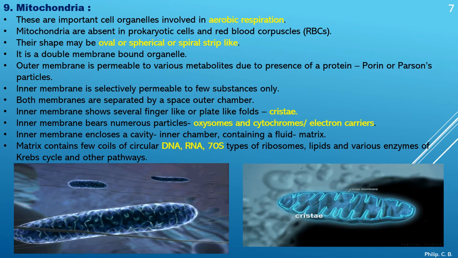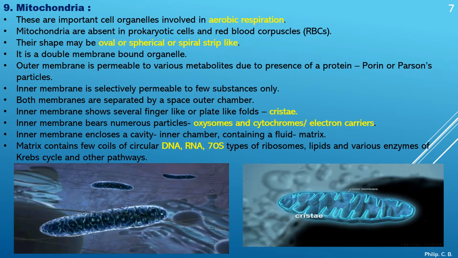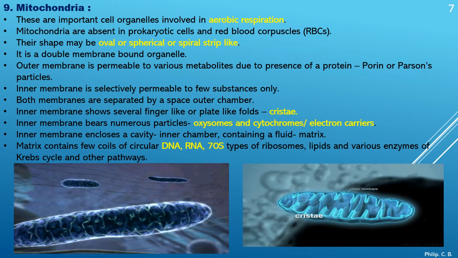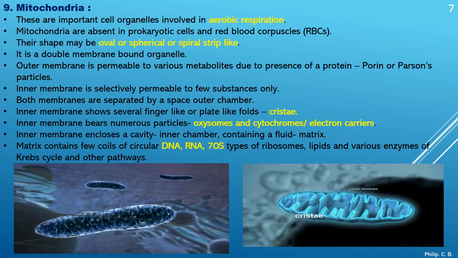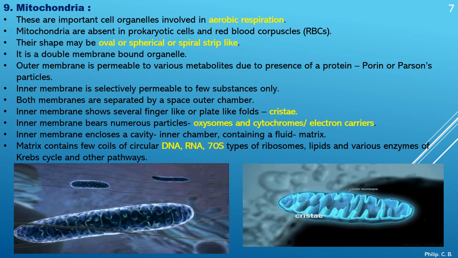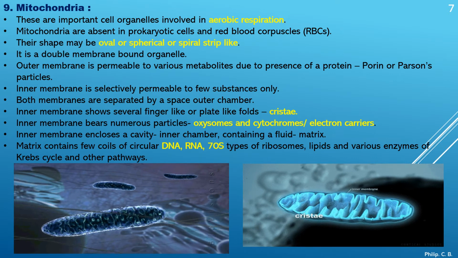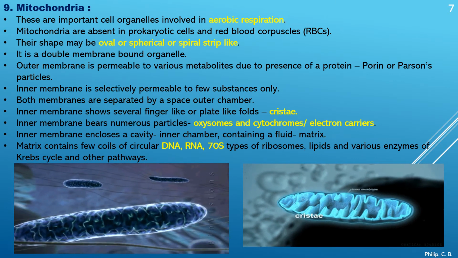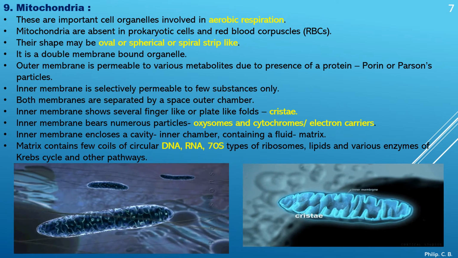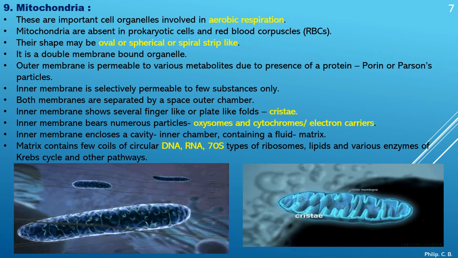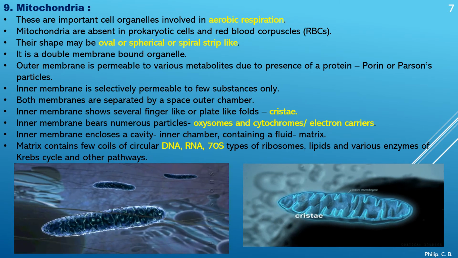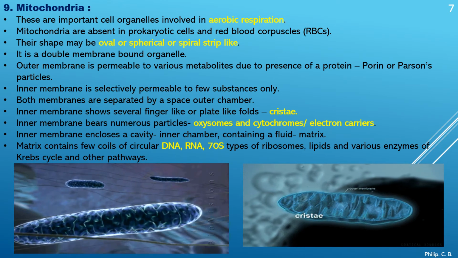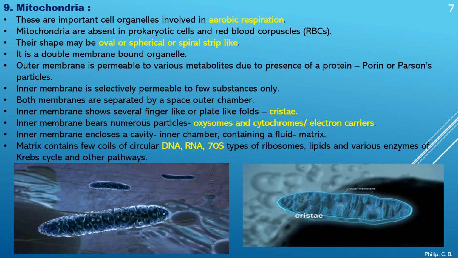The inner membrane bears numerous particles, that is oxysomes and cytochromes, which are the electron carriers, which we will learn in detail in the topic respiration. The inner membrane encloses a cavity, the inner chamber, containing a fluid matrix. The matrix contains a few coils of circular DNA, RNA, 70S type ribosomes, lipids, and various enzymes of the Krebs cycle and other pathways, where in the Krebs cycle and other pathways we learn in detail how the functions are carried out.